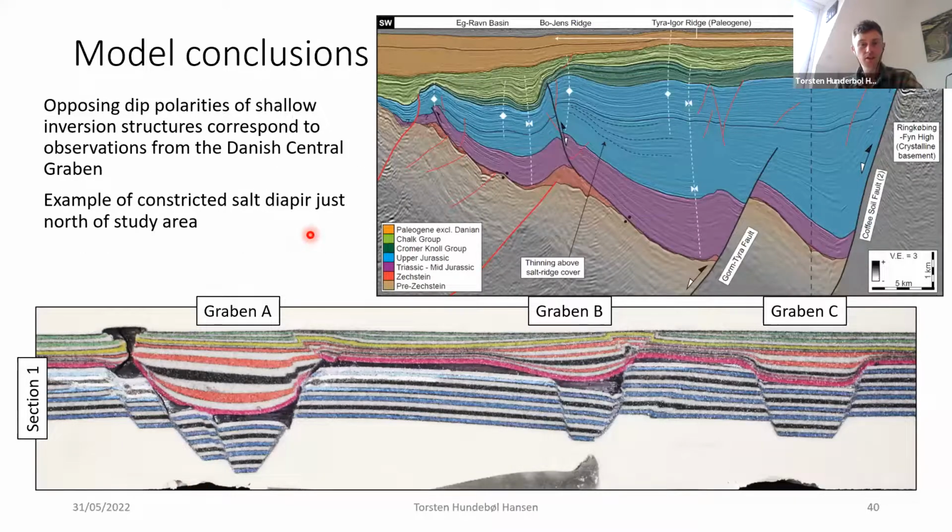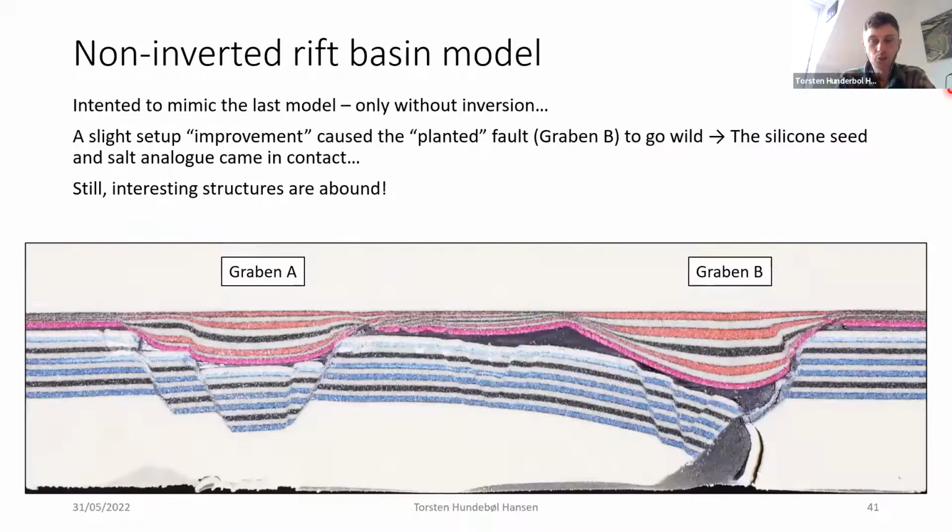Comparing to the seismic, I was very happy to see this: to the right, we have rotation of the layers above the salt. Towards the left, we see the same thing in this section here. In the graben over here, graben A, they rotated at least slightly the other way. Same thing we see in our seismic example from the Central Graben here. So that's just nice.